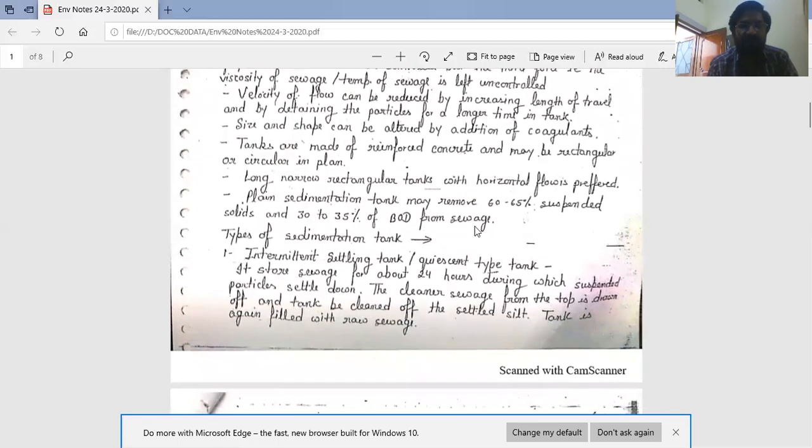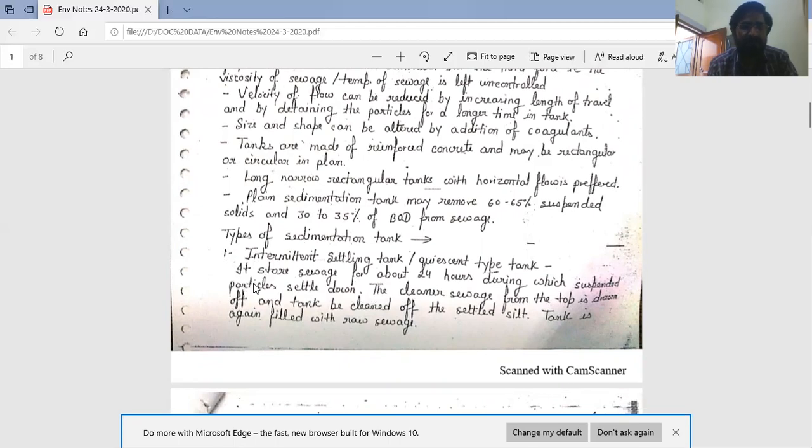Now, types of sedimentation tank. Two types of plain sedimentation tank. First is the intermittent settling tank. Sedimentation tank or settling tank is the same thing. First is the intermittent settling tank or quiescent type tank.